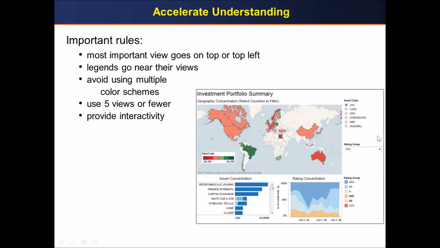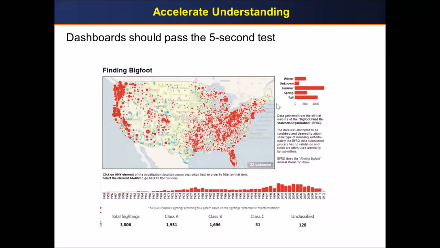So what should happen in 5 seconds? It should not be too overwhelming. The dashboard should pass the 5-second test, meaning people should know within 5 seconds what the dashboard is about. This one is about finding Bigfoot, and here are the locations. You look around and quickly figure out what is actually going on, right? Maybe 10 seconds is also okay.